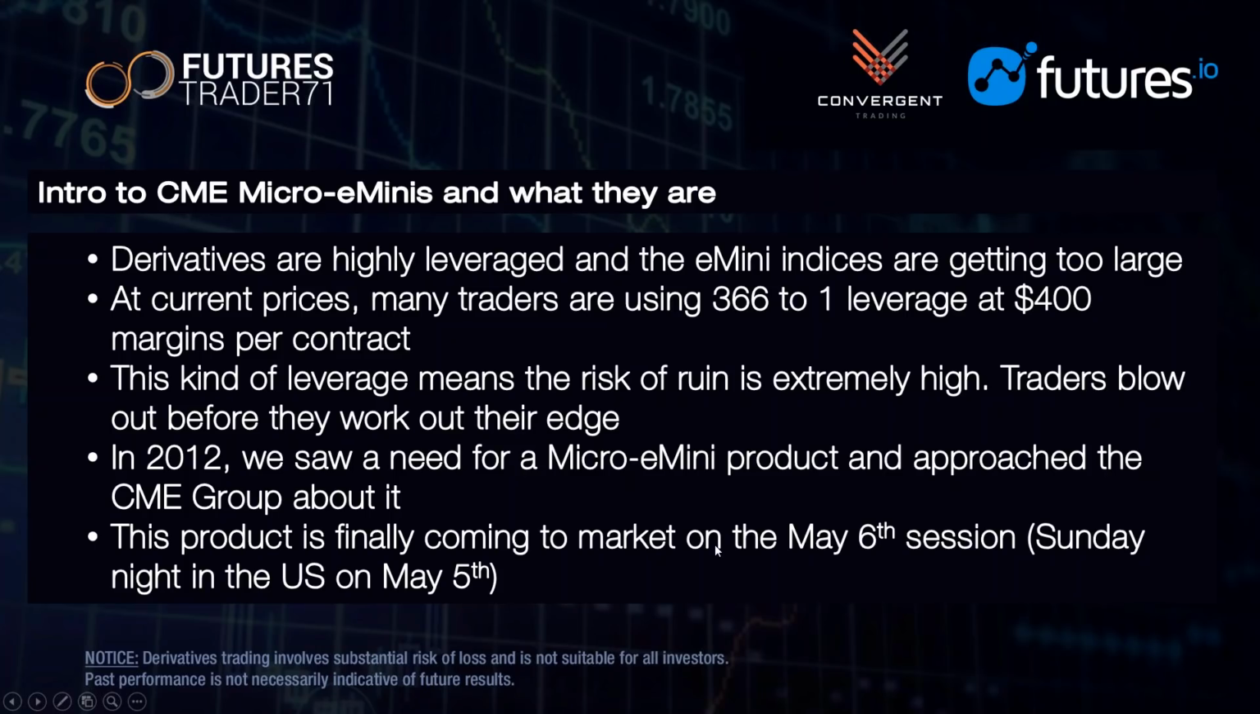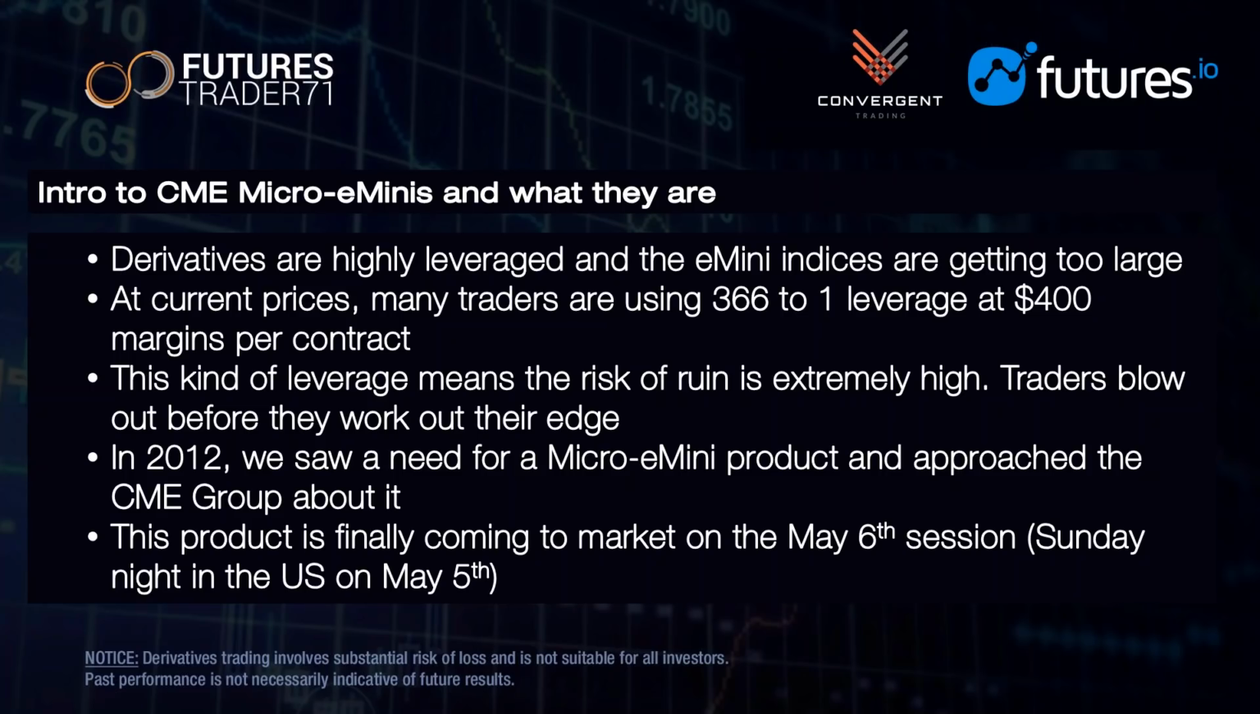What is the CME Micro E-minis? Generally derivatives are highly leveraged, and the mini indices are getting too big. The S&P is trading at 3,036 right now, times $50 per contract is a lot. It's over $150,000 notional value per contract. It's quite a bit. And so it has gotten to the point now where it's so highly leveraged, and with clearers and brokers offering $500 margins on these minis, the risk of ruin is so incredibly high, in my opinion. It's unfortunate that people can actually trade the minis for that little.